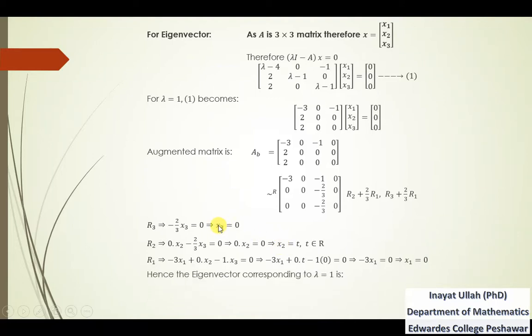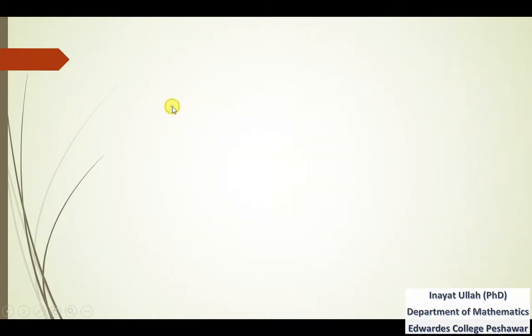So therefore the eigenvector corresponding to lambda equal to 1 is x1, x2, x3, but x1 is 0 from here, x2 is t from there, and x3 is 0 from here. That is the eigenvector. Taking t common from here, we will get 1 here, so that is the eigenvector corresponding to lambda equal to 1. Now the same process will be repeated for lambda equal to 2.